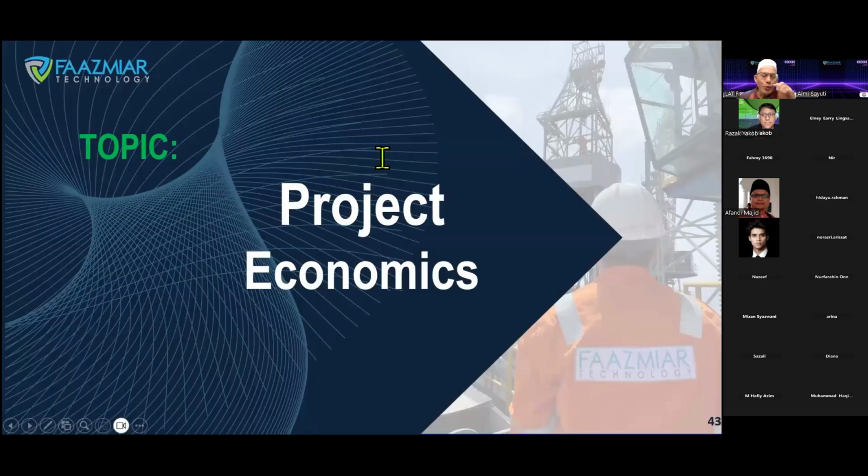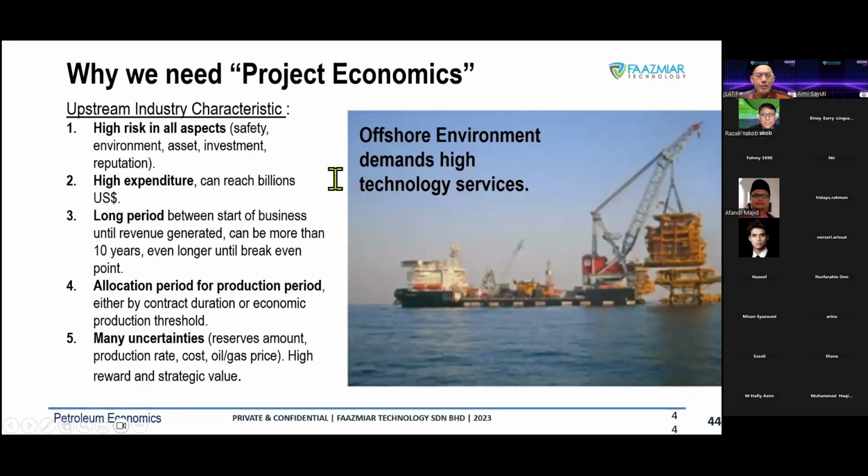So now we go more or less to the last project, and this is the last topic, project economics. So project economics is something that normally we engineers don't get involved in. But for us, since we are involved with the project, we are mostly the leader of the project, so we have to know a little bit about project economics. Then of course it will help us to understand strategy changes, cost changes, and then how we manage the uncertainty and so on. So for the upstream industry, it is high risk in all respects. For the economics, it will involve a lot of high risk, high expenditure, billions.